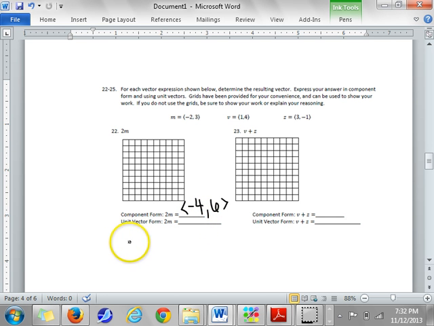Unit vector form: the unit vector for the horizontal was i, and then the unit vector for the vertical was j. And usually we show those two getting added together. It looks like a sum. So the unit vector form for this one would be negative 4i plus 6j. And on this one, brackets are not needed.